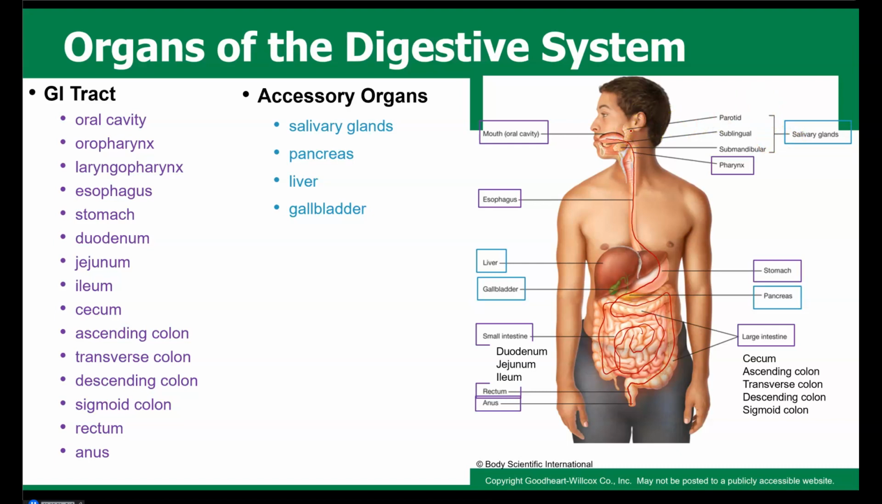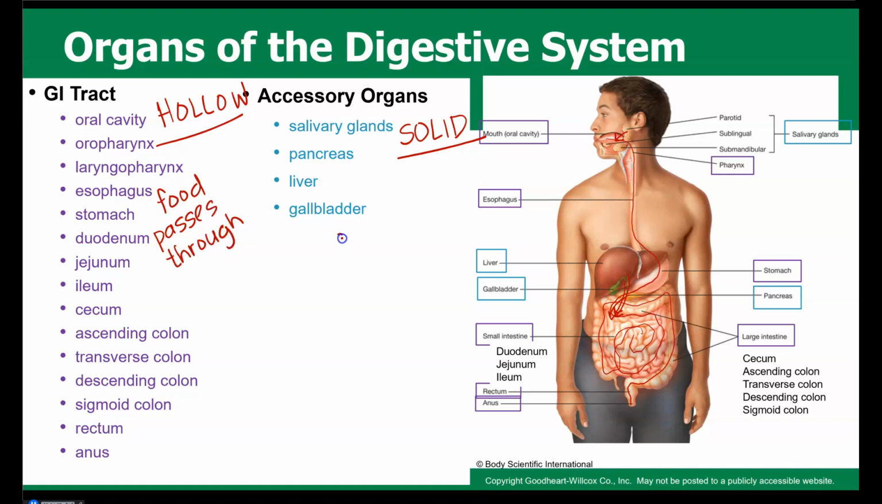So here's a couple of the salivary glands. They dump them in to their corresponding hollow organ. So here from the liver, we're going to dump something into the small intestine. Same from the gallbladder. And here's the pancreas, also going to dump into the small intestine. So the accessory organs are solid organs. And the GI tract organs are hollow organs, okay? So these are the ones where food passes through. And the accessory organs are the ones that add additional enzymes and digestive fluids.